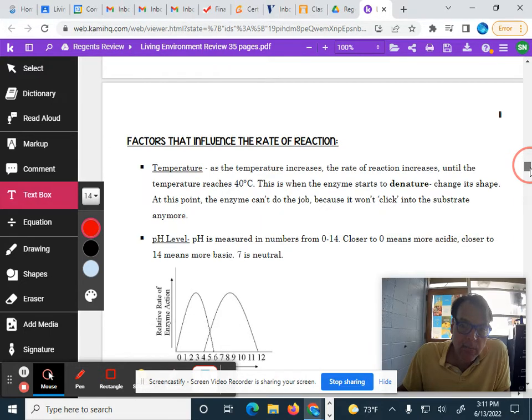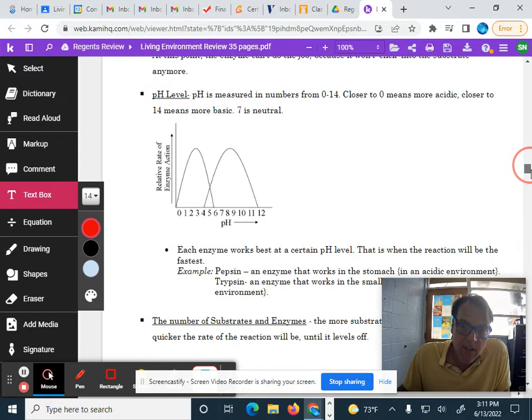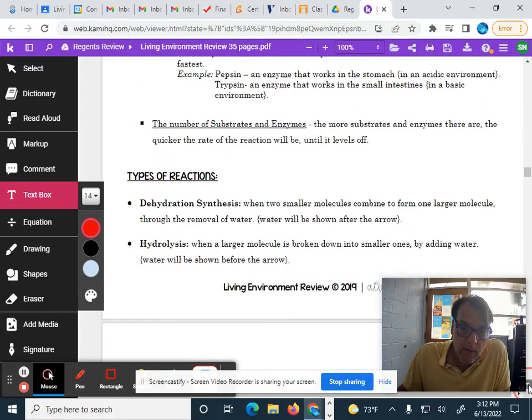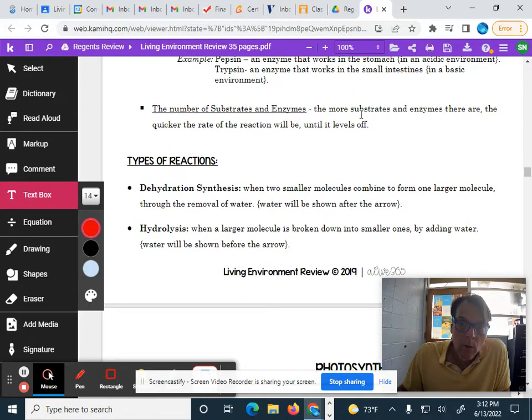Temperature affects the rate of reaction. pH affects the rate of reaction. If the enzymes break down, they become denatured, which means they change their shape. This graph is always on the Regents. It shows you that this certain enzyme works best at a pH of 3, and this enzyme works best at a pH of 8.5, 9, and that more or less they start to degrade or they're not working at optimization. The more substrates and enzymes there are, the quicker the rate of reaction will be until it levels off, until you have all of the enzymes being used at a certain rate.